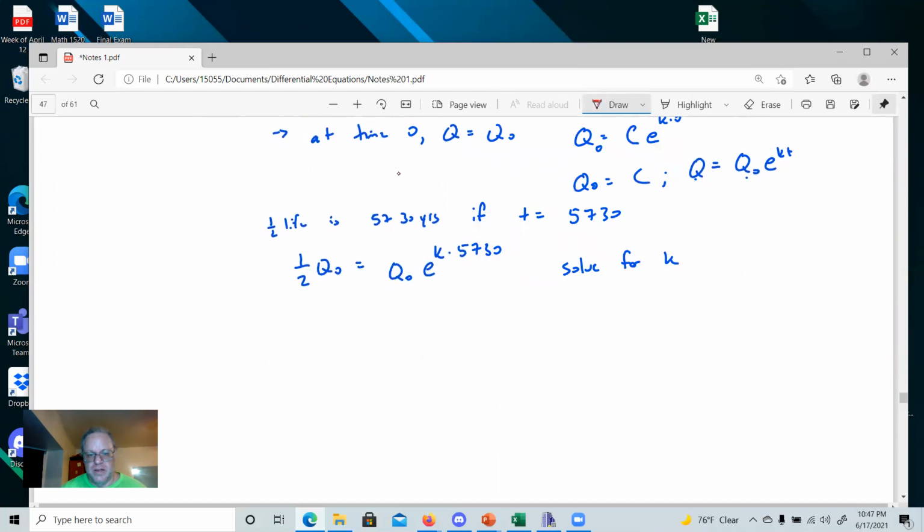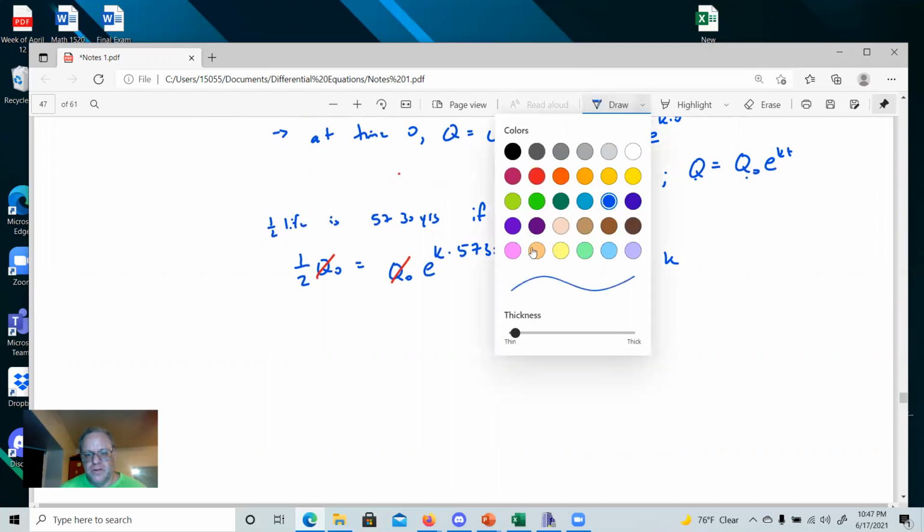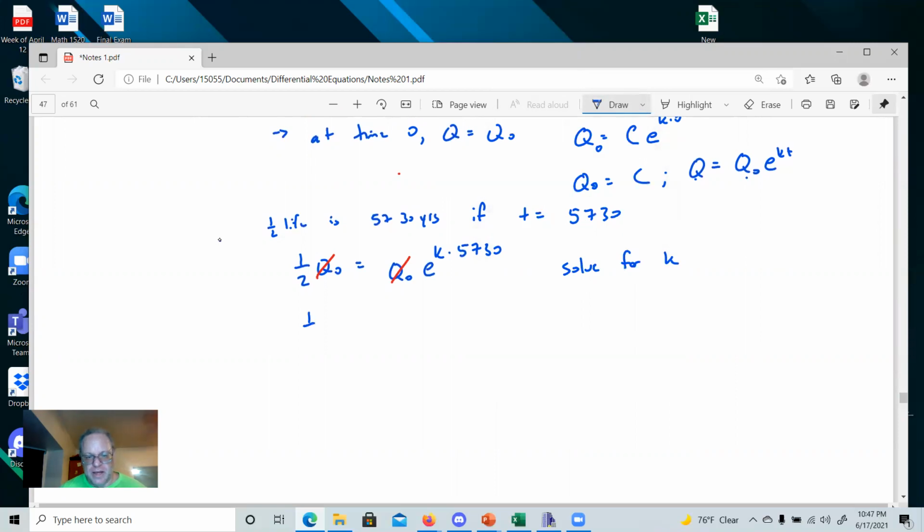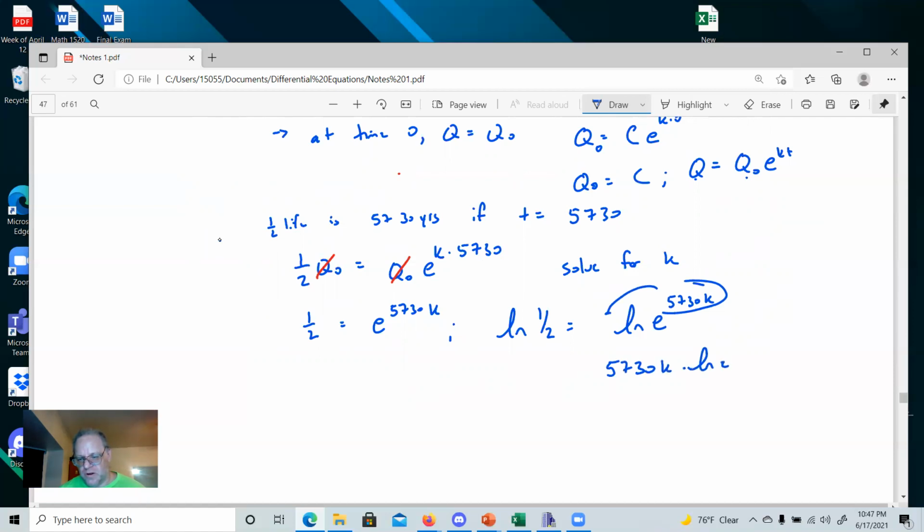Okay, so those cancel. Okay, so we have half equals e to the 5,730k. We're going to take natural logs of both sides, so natural log of a half is equal to natural log of e to the 5,730k. This bit will come down in front times the natural log of e, but we know the natural log of e is 1. We have natural log of a half.